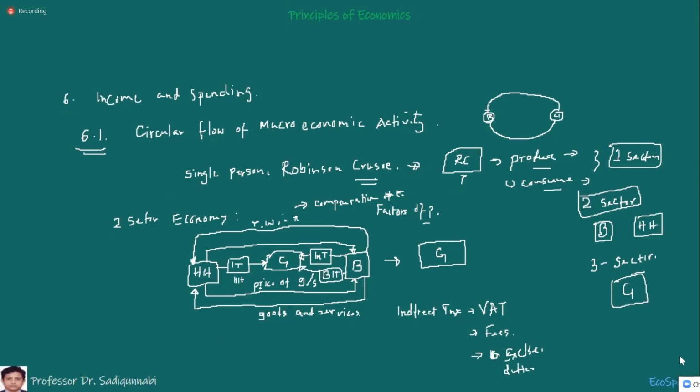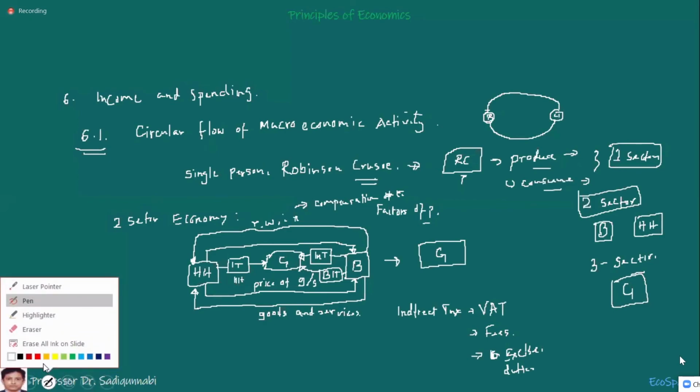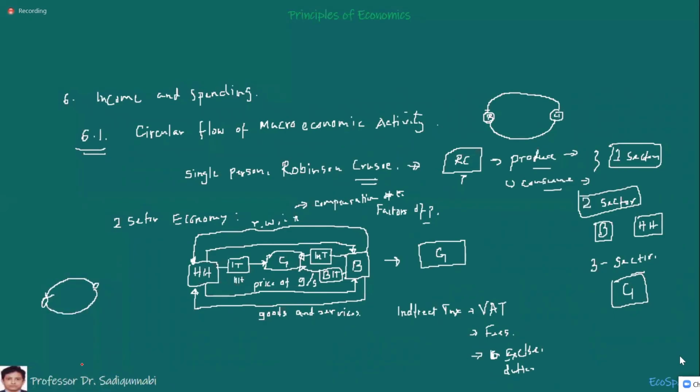Now, how can we close the flow? That means the circular flow should be from one sector to the other, right? This should be returned to this. When we add the government sector, how can this be returned? This will be our last topic. How can we return the flow?